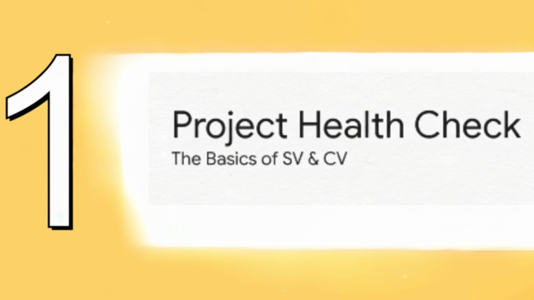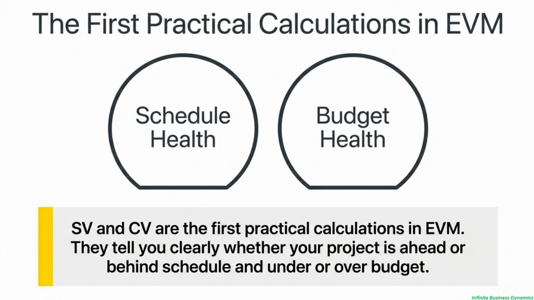So let's kick things off with the big picture. I want you to think of SV and CV as the vital signs for your project. Just like a doctor checks your pulse and blood pressure, these two little metrics give you an instant, no-nonsense reading on the health of your project. And this really boils it down, doesn't it? Your schedule variance, SV, is a direct check on your schedule health. Your cost variance, CV, well, that's your budget health. These are literally the first real calculations you're going to do in earned value management, and they immediately answer those two questions you hear every single day. Are we on time and are we on budget?